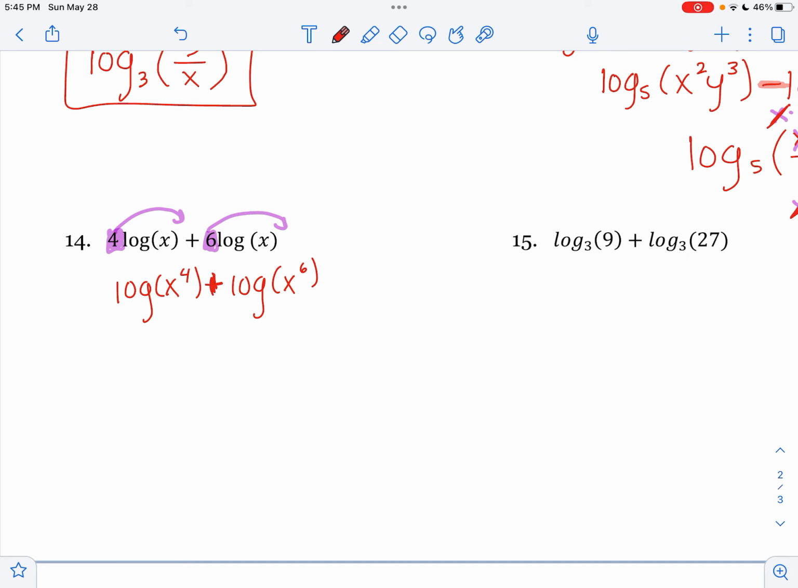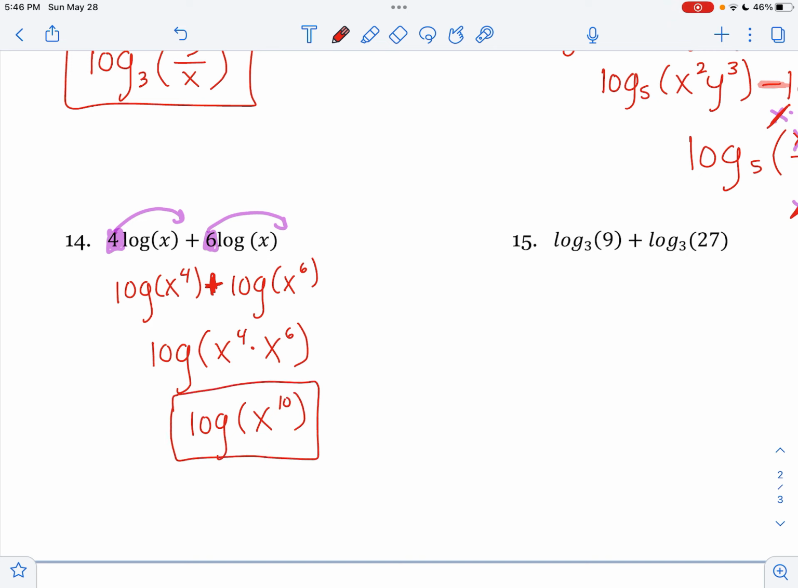Addition means we're going to be multiplying whatever's in the parentheses. So it's going to be x to the 4th times x to the 6th. And that's like saying x multiplied 4 times, and then x multiplied together 6 times. So how many x's do we have total? 10. That's your final answer.